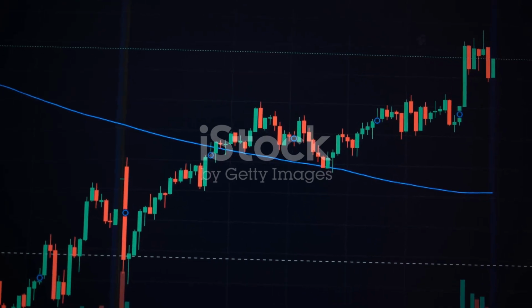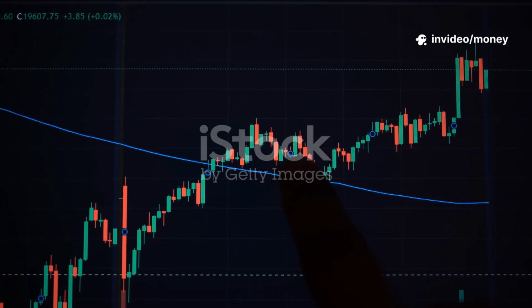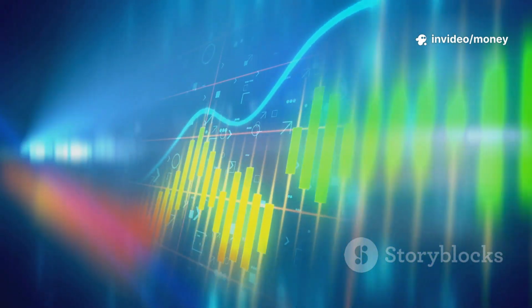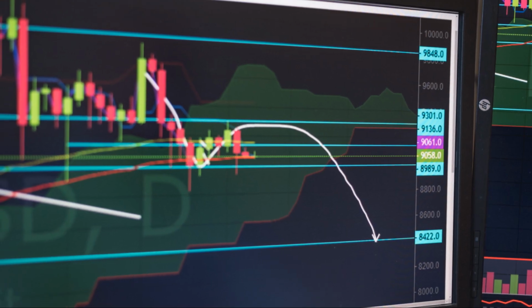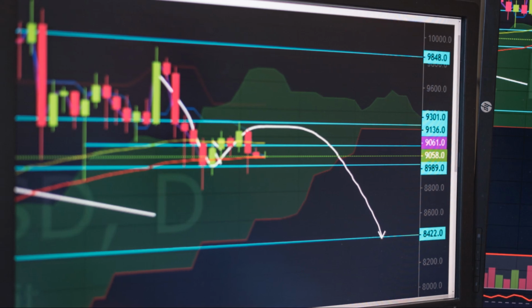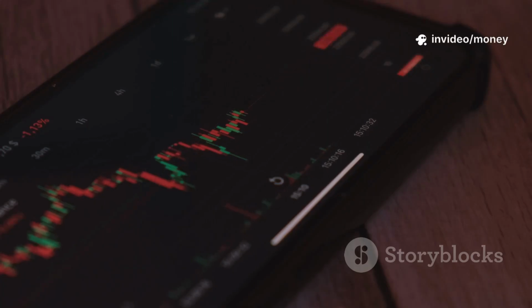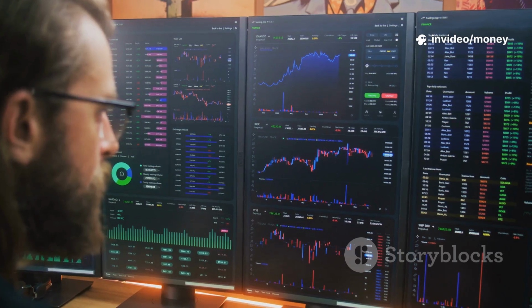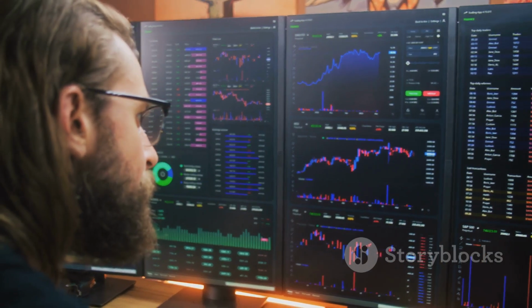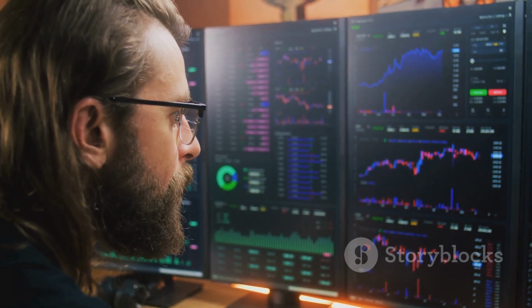Let's move on to the rectangle pattern, which is sometimes called a trading range or a consolidation box. This pattern is pretty easy to spot because, well, it looks like a rectangle. It's formed when the price of a stock moves between two horizontal lines of support and resistance. The price bounces back and forth between this ceiling and floor, creating a clear channel. This indicates a period of indecision in the market, where neither the buyers nor the sellers have enough strength to push the price into a new trend.